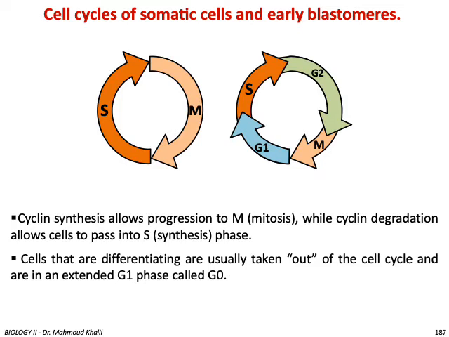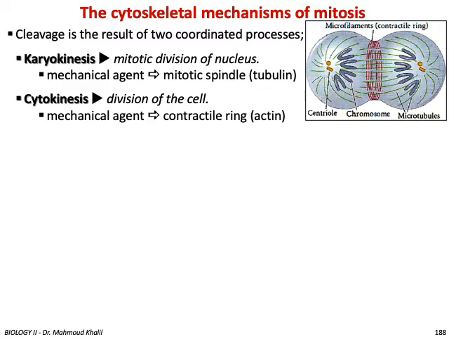The cyclin, a group of proteins, allows the progression to M, while cyclin degradation allows cells to pass into S phase. Cells that are differentiating are usually taken out of the cell cycle and are in an extended G1 phase called G0. Mitosis is controlled by the cytoskeleton, so we'll deal briefly with the cytoskeletal mechanism of mitosis.